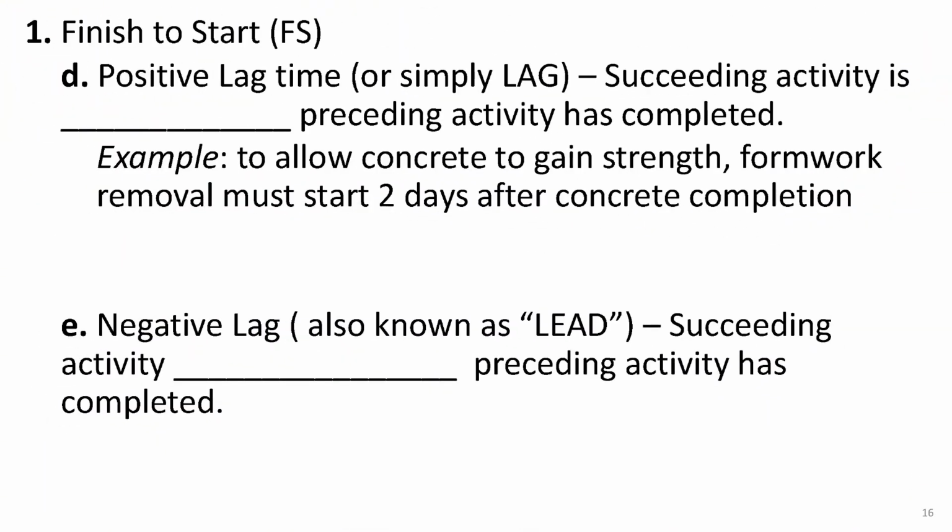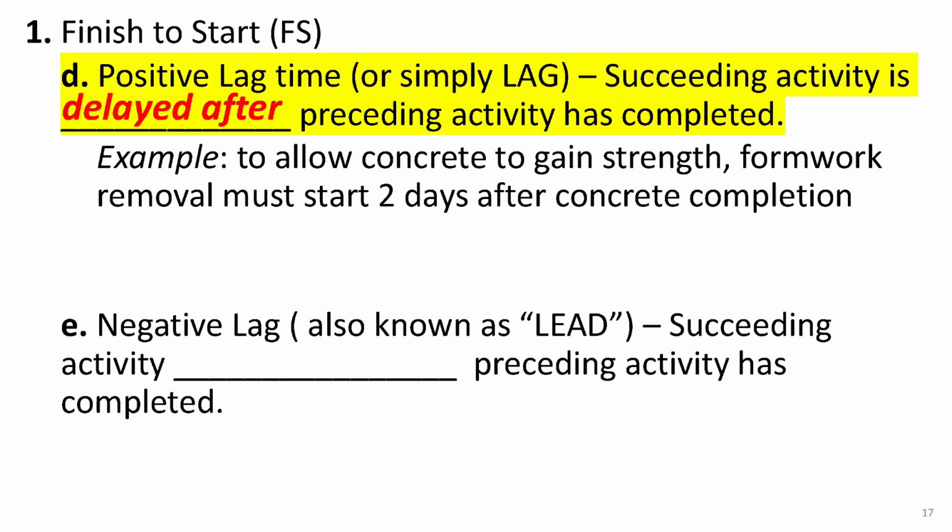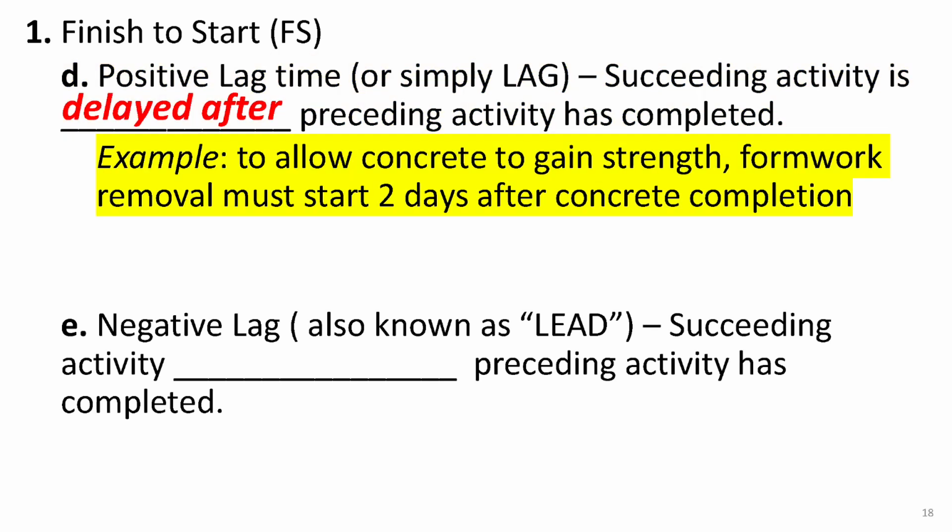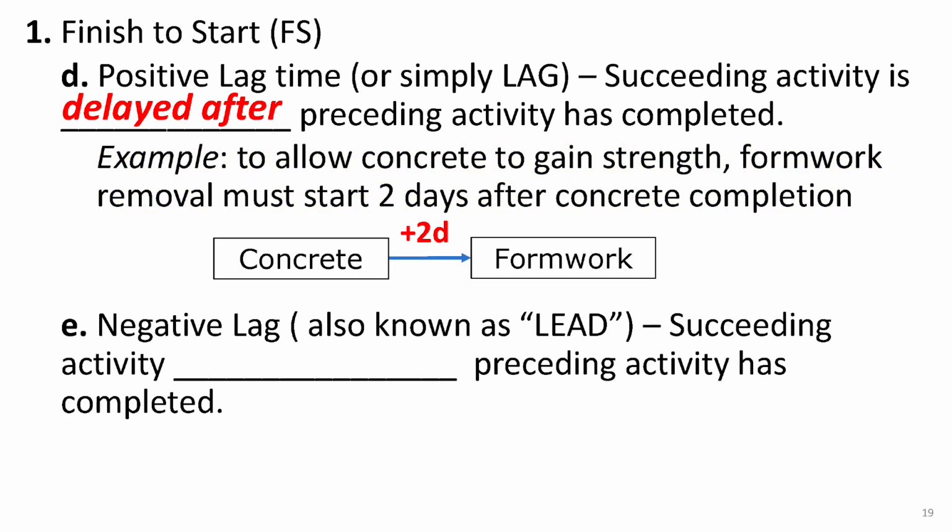In finish to start, FS relationship, you can define a lag time, which can be positive or negative. Positive lag time, often simply called lag, is the amount of time the successor activity is delayed after the predecessor is finished. For example, to allow concrete to gain strength, the formwork removal must start 2 days after concrete placement is completed. To represent lag on a precedence diagram, a positive number is placed on the logic link, as shown in the figure.